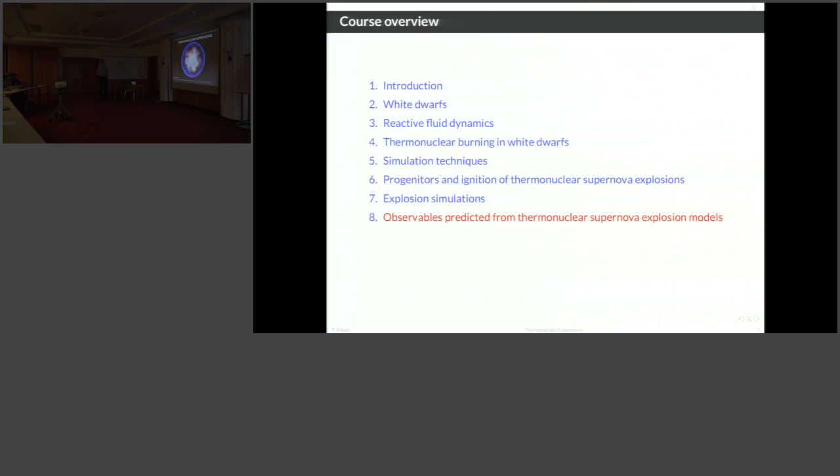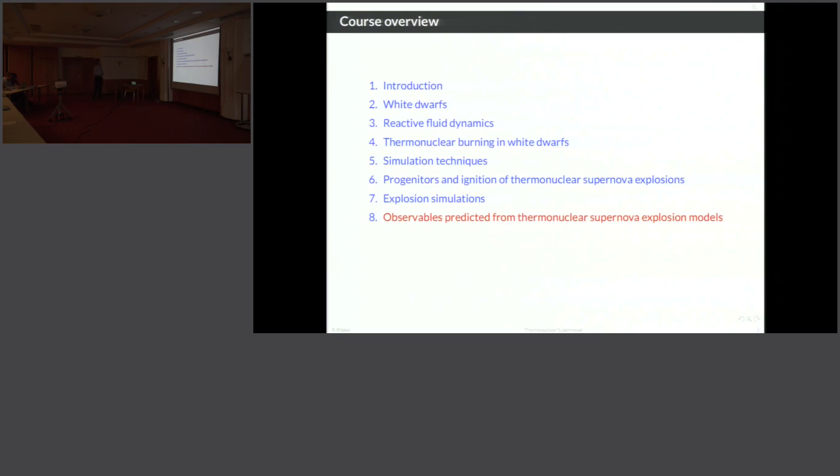Just left over to deliver the last lecture. So we already did quite a bit of foundations of white dwarfs and how they explode, how they ignite explosion, what the simulation techniques are, what the progenitors are, and how we actually picture the explosion itself. What I did not talk much about so far was whether these explosions that we model in the end look like the observed Type Ia supernovae. So this is the lecture for today.